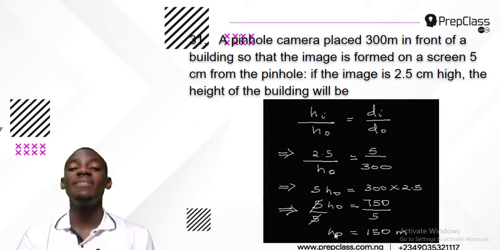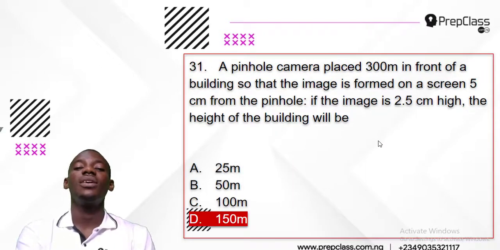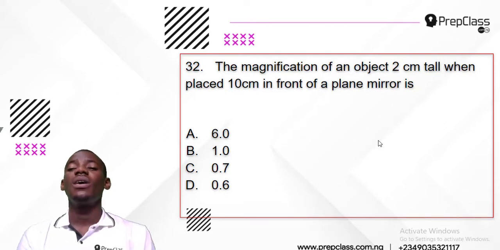Don't forget that I said if you are given a mirror question that is speaking of distance and height, this is the formula: height of image over height of object equals distance of image over distance of object, and that will take you to your answer straight. So the answer for number 31 is D, and that is it. Full stop.